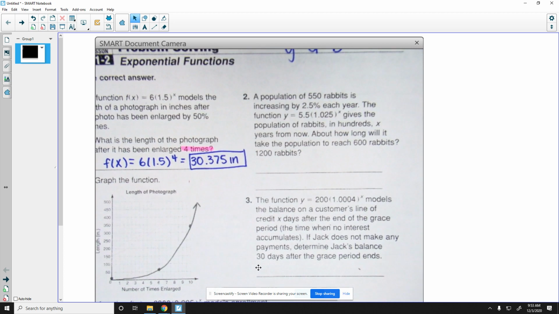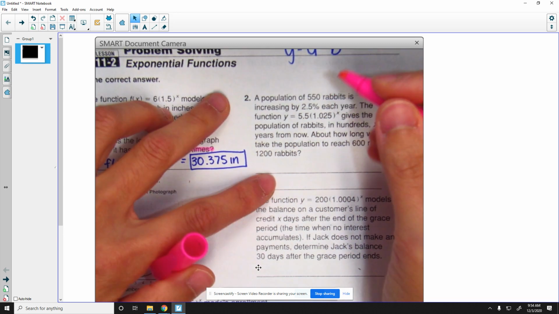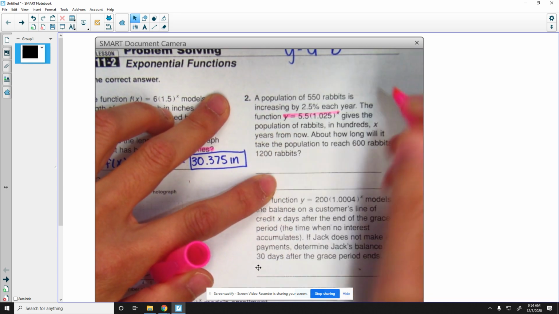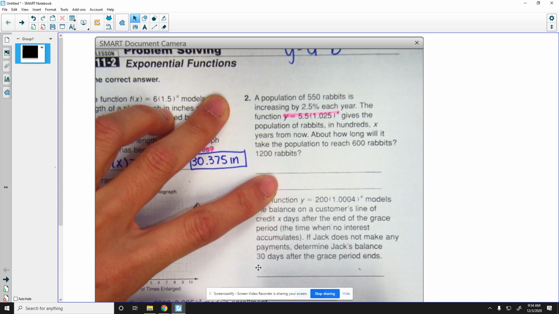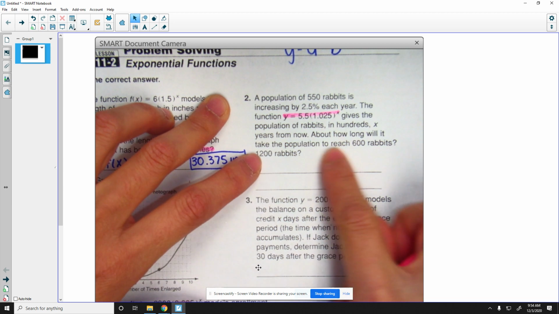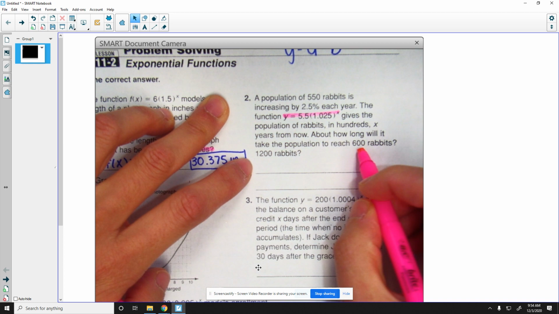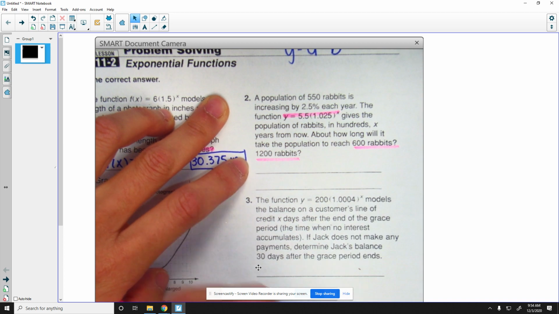Number 2, a population of 550 rabbits is increasing by 2.5% each year. The function gives a population of rabbits in hundreds X years from now. So X stands for years. How long will it take the population to reach 600 rabbits and then 1,200 rabbits?